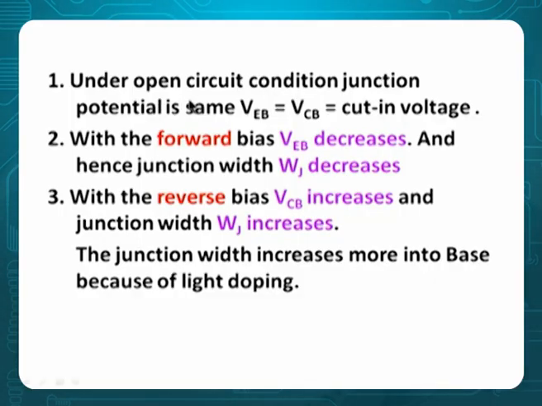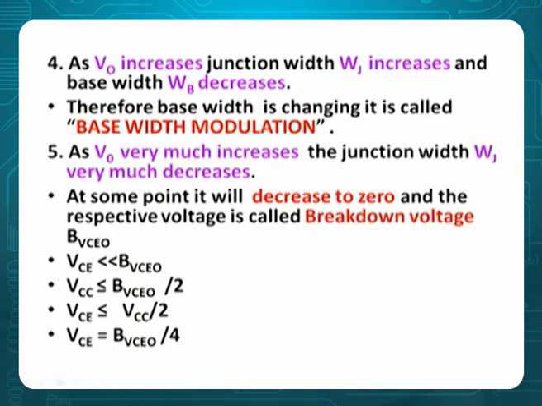Let me talk to you about what exactly is happening, some conclusions. First, under open circuit condition, junction potential is almost the same, equal to cut-in voltage. When I forward bias VAB at the input, VAB decreases, and hence junction width also decreases. When I reverse bias, VCB increases, and hence junction width also increases, but more into the base because base is lightly doped. Fourth, as V0 increases, junction width Vj also increases and base width decreases. Therefore, it's called base width modulation.